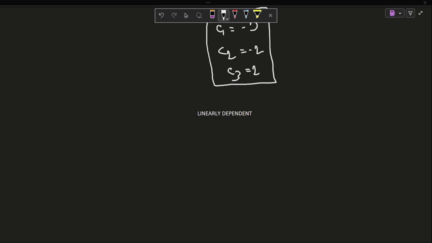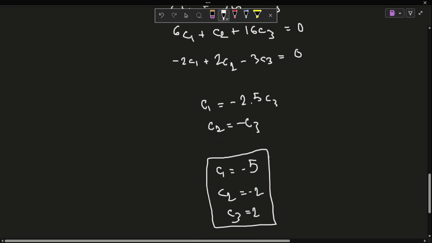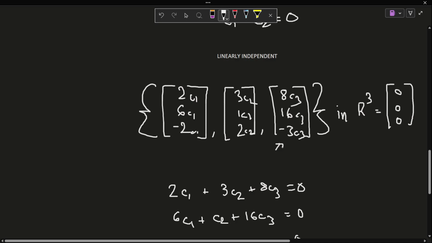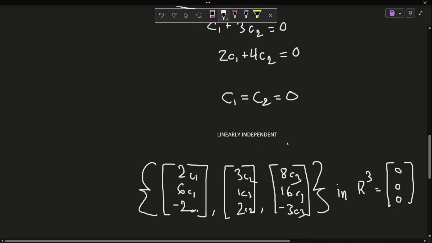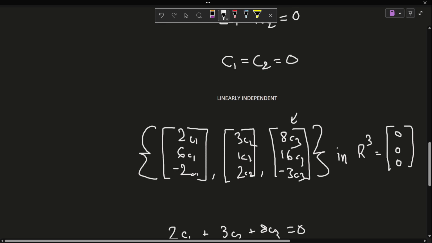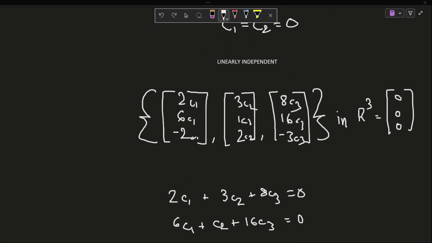So basically, for this example, just try this one out, but you can make this third vector using the first two, which is going to prove this theorem to you. And since you can, that means that this is going to be linearly dependent. So that's a quicker way to do it, I guess.